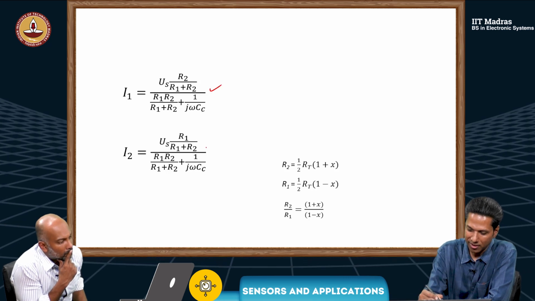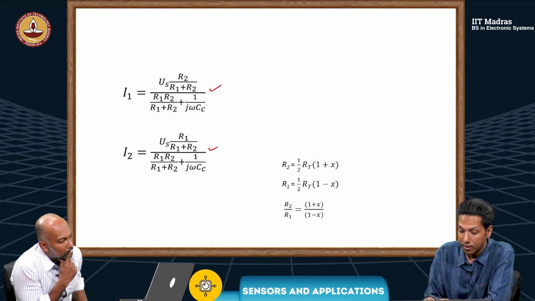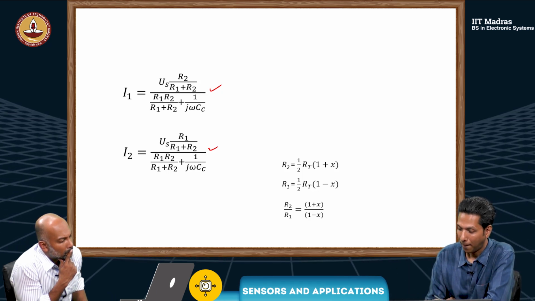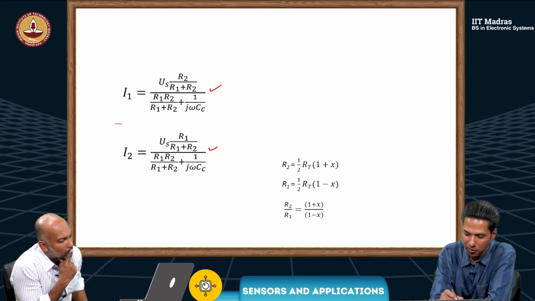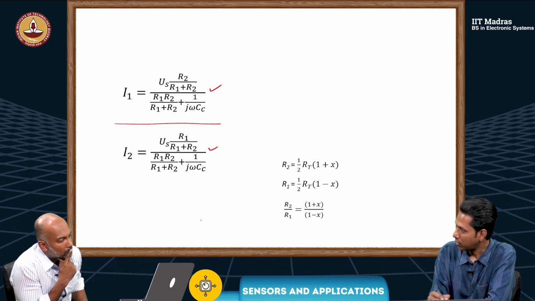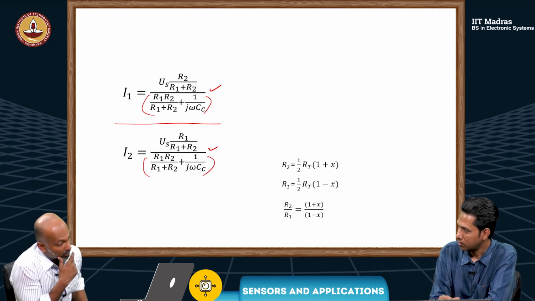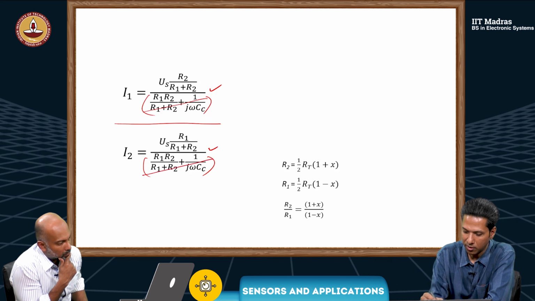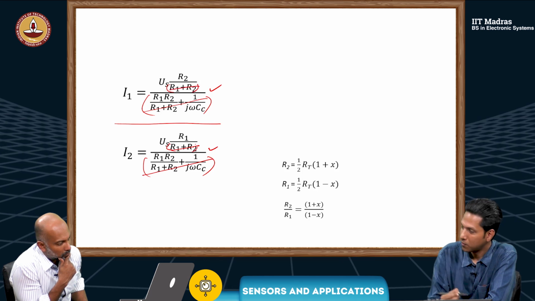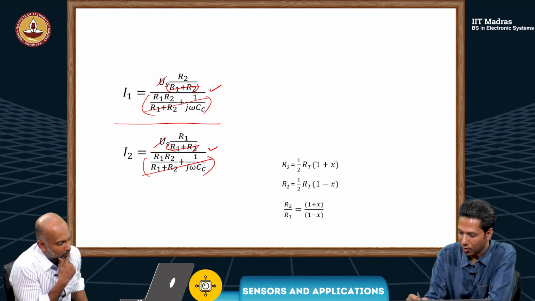So we have these two currents. I think we got the expressions correct. Now, we were talking about the ratio. Suppose I do the ratio, these two will get cancelled. If we take the ratio, this will go, this will go, these will also go. Of course, anyway, it will go. Finally, it is R2 by R1.